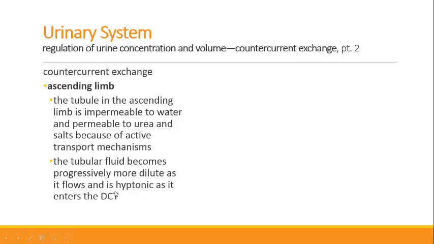So we do active transport to pull out urea and salts from the fluid in the ascending limb, and the active transport is so vigorous that by the time we get to the top of the ascending limb and enter the distal convoluted tubules, the fluid is hypotonic.